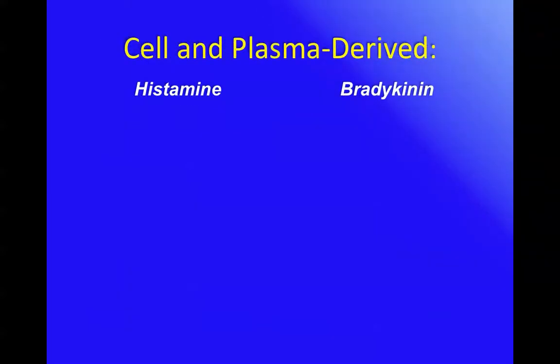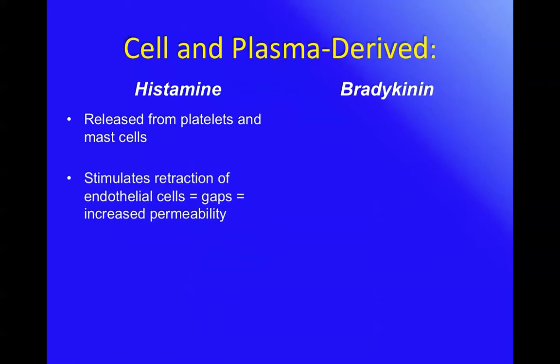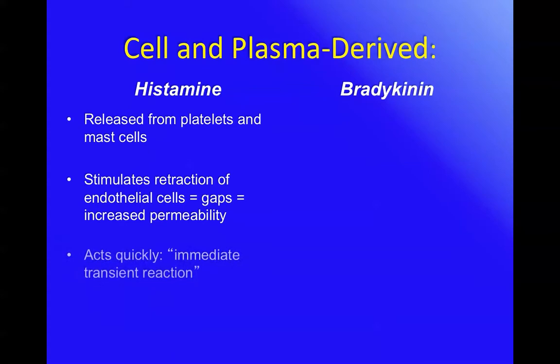Let's differentiate between the cell and plasma-derived mediators of inflammation. One of the most important cell-derived mediators is histamine. It is released from platelets and mast cells. It stimulates a retraction of the vessel's endothelial cells. This creates gaps between the cells and results in increased permeability. Histamine acts and therefore initiates an immediate transient reaction.